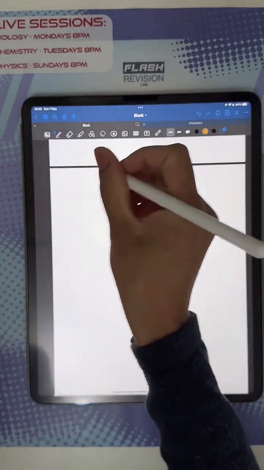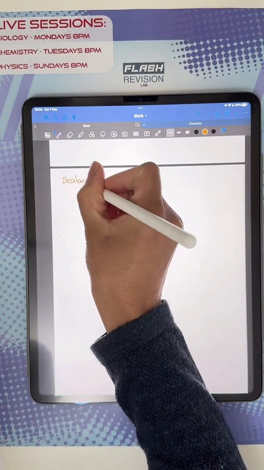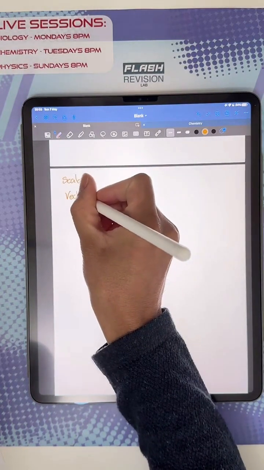Let's talk about scalars and vectors. The difference between scalars and vectors. Does anyone know? Scalars, vectors.